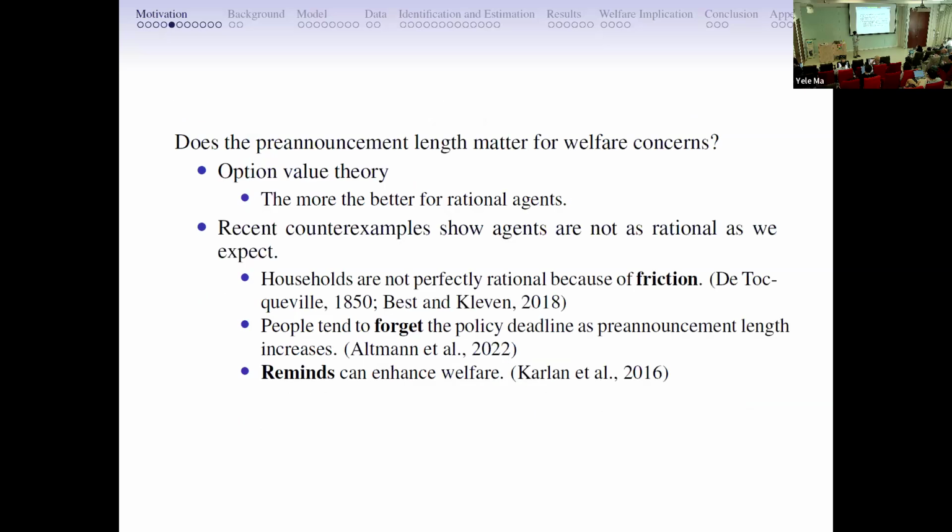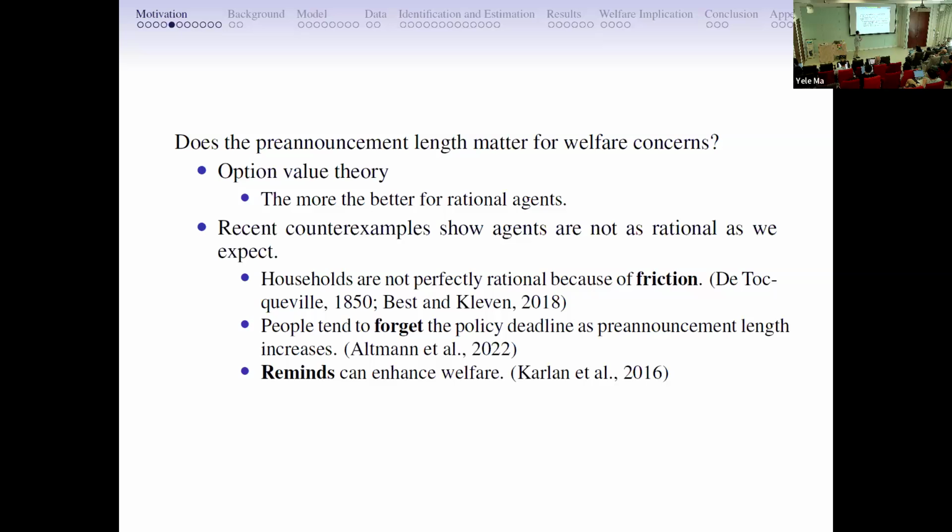So in our paper, we want to answer two questions. One is, should we give the market pre-announcement or not? And the second is, if we should give the pre-announcement, how many months in advance should a policy be announced to the market? So in our paper, we do some literature review, and we find that in the past literature, option value theory usually gives some insights on how to understand the influence of pre-announcement on people's behavior.